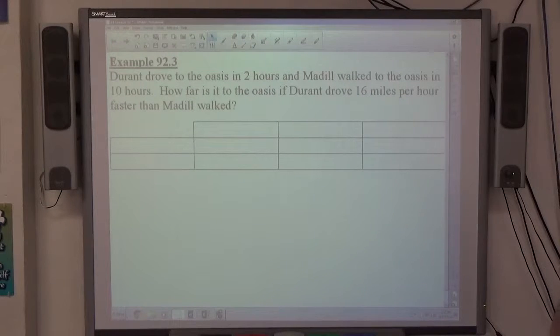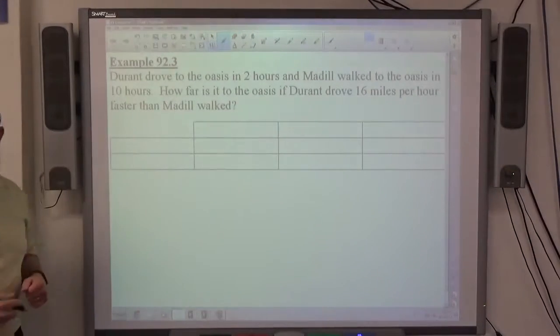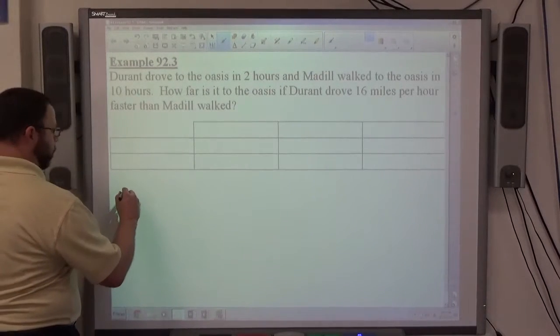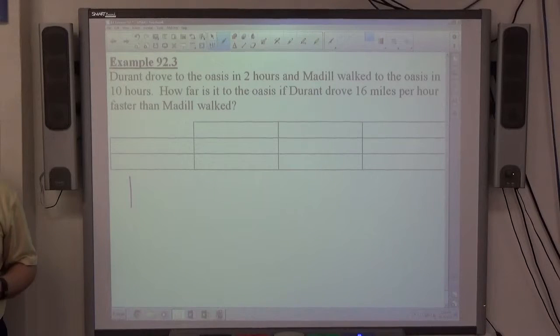Final problem today. Durant drove to the Oasis in 2 hours and Medill walked to the Oasis in 10 hours. I think Durant's kind of mean if he didn't let Medill get in the car with him, but oh well. Durant drove, Medill walked. They're both walking and driving to the same place, right? We're assuming they're starting at the same place because they didn't tell us anything different.